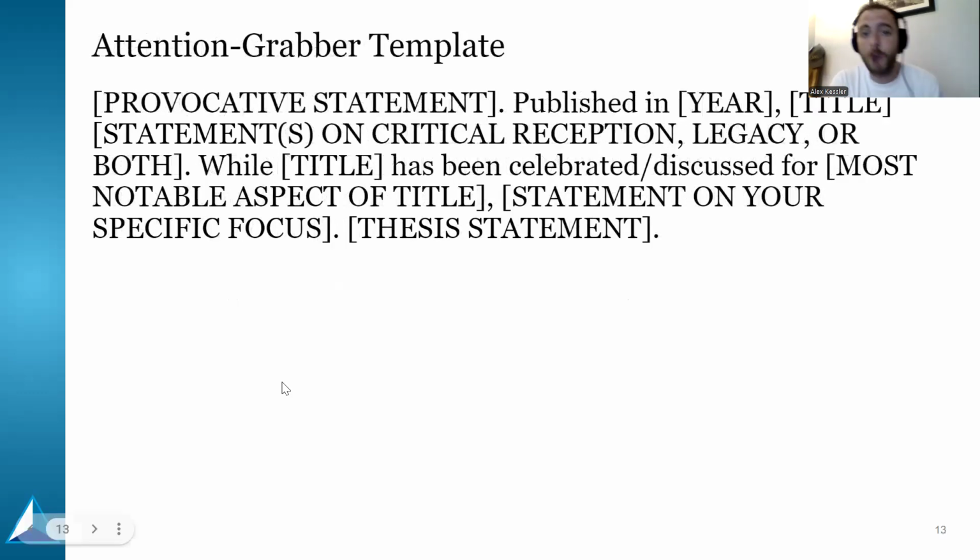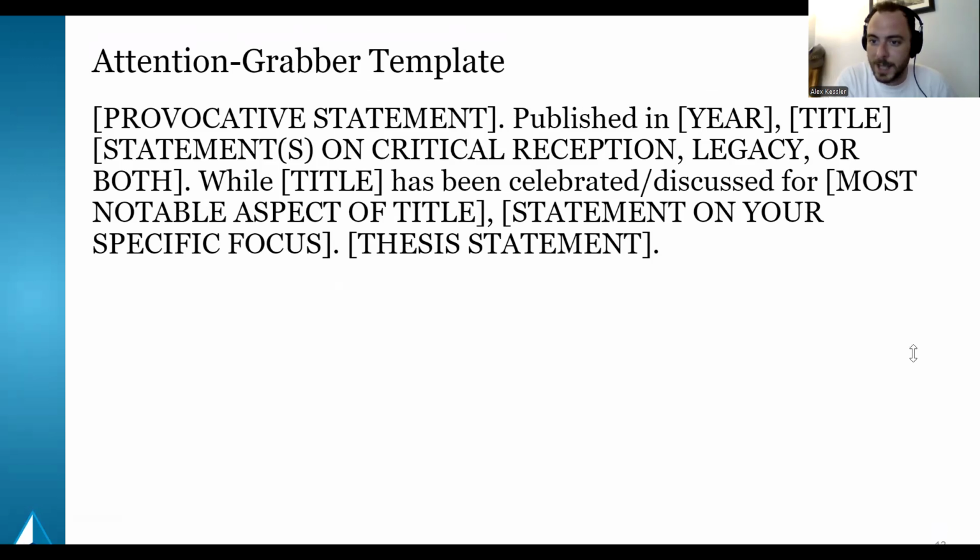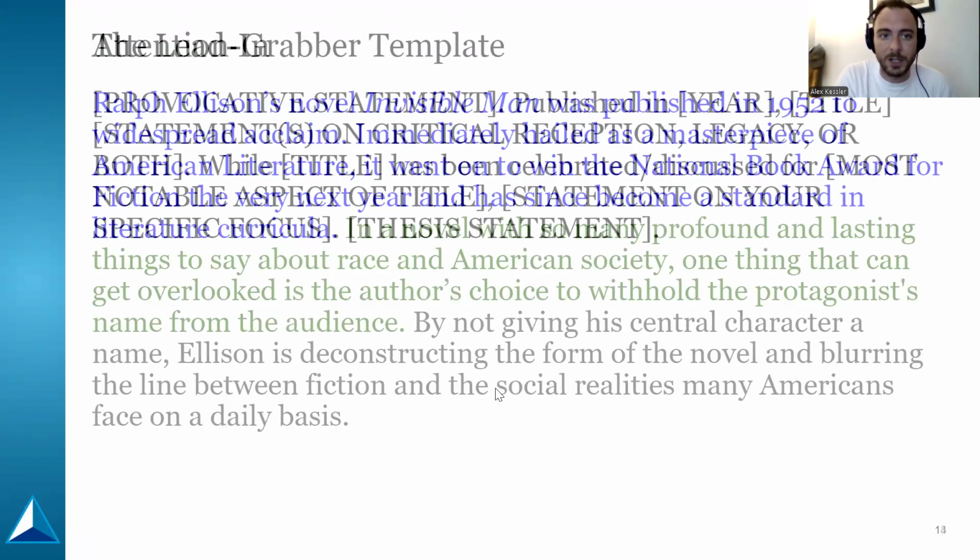The attention grabber template looks similar, except we have this provocative statement up front. So you open right away with something that is going to grab the reader's attention, maybe shift their focus or thinking on this book, and then get into that contextual information. So published in year, title, have this reception, and while it's been celebrated or discussed most for this, whittle down to your statement on your specific focus, and then that very resolute thesis statement would come. So let's look at what this would look like in action.